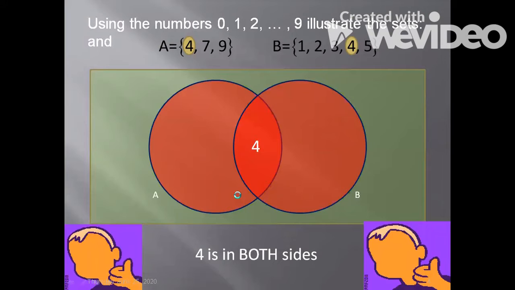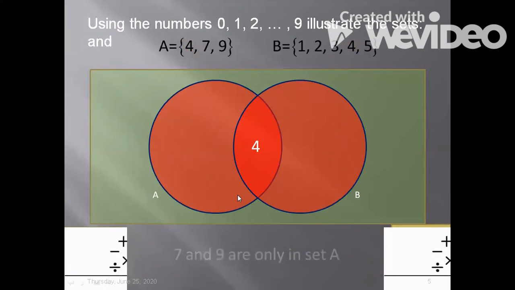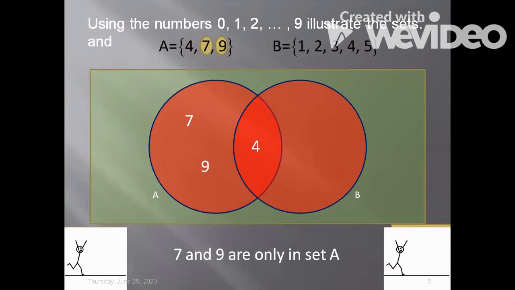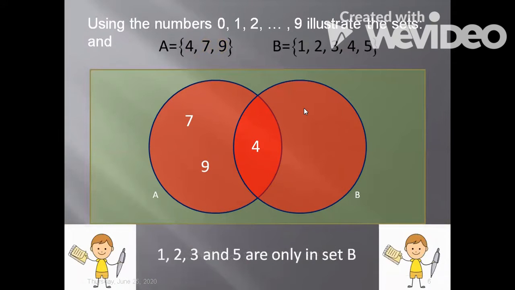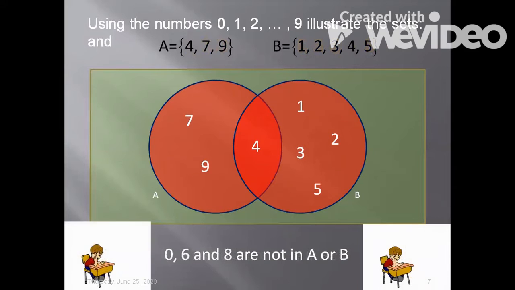So 7 and 9 will go there. Likewise in B, in this section here, we would have 1, 2, 3, and 5. Also, 0, 6, and 8 are neither in A nor B, so we put them outside the circles. Alright, so that's that.